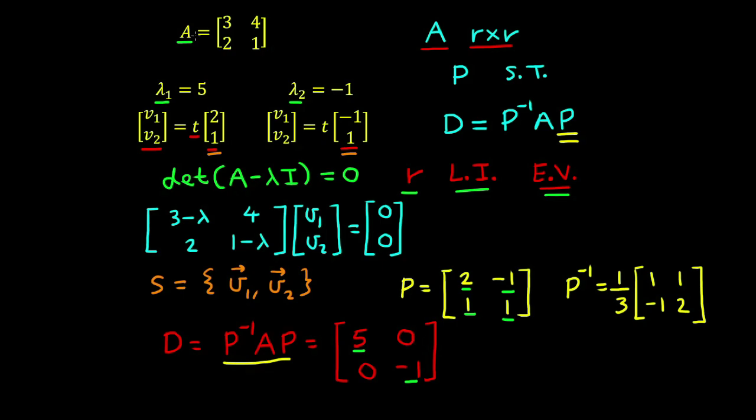So again, A, in this case being a 2 by 2 matrix, can be diagonalized if we have 2 linearly independent eigenvectors, which we do in this case, to form our matrix P, also being a 2 by 2 matrix.